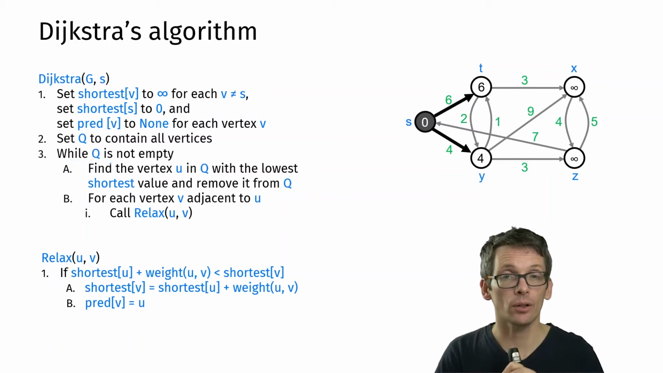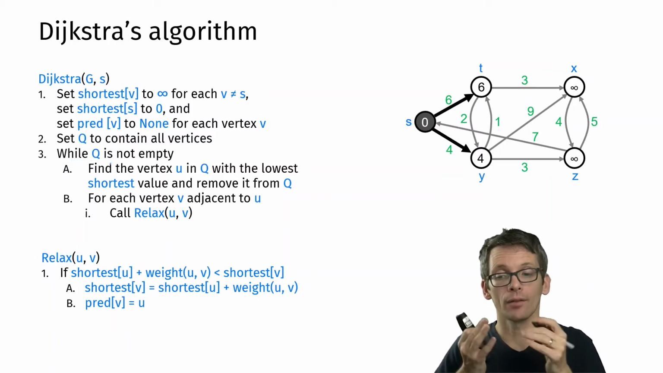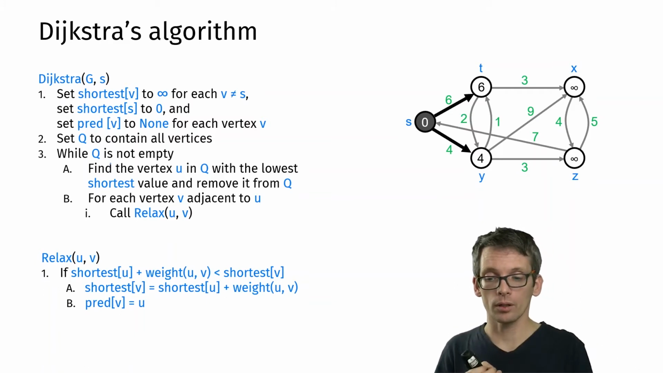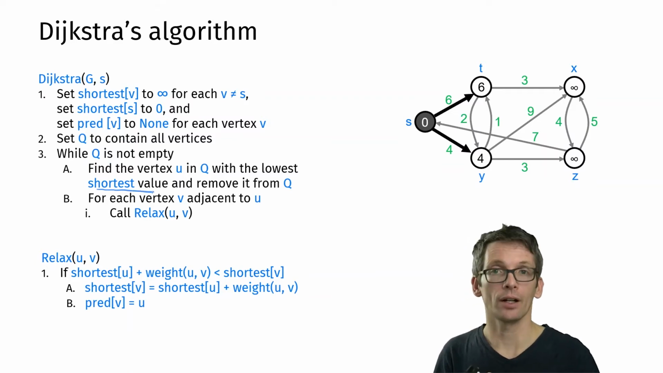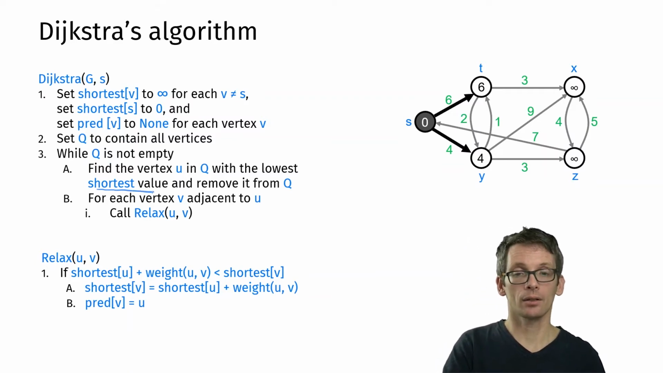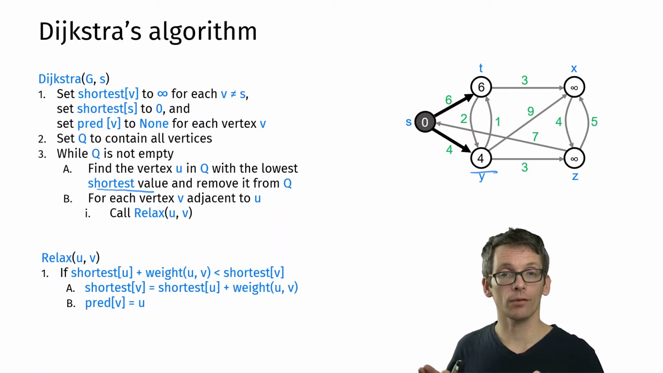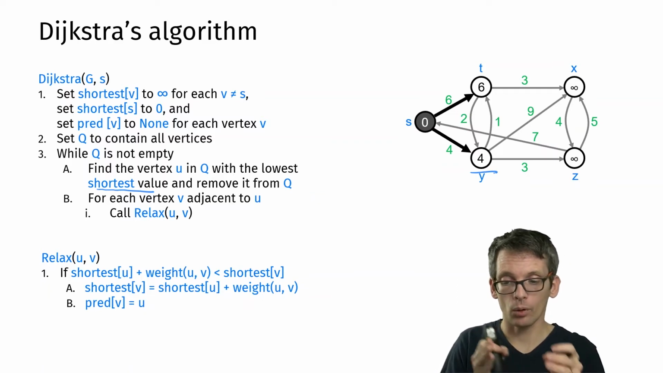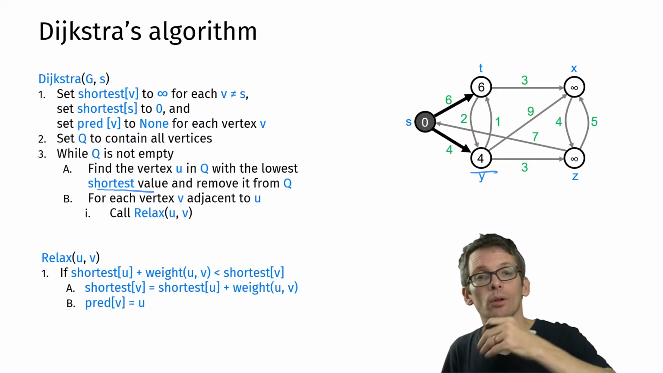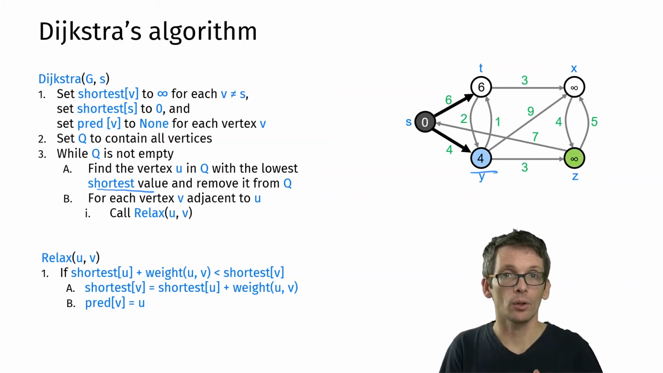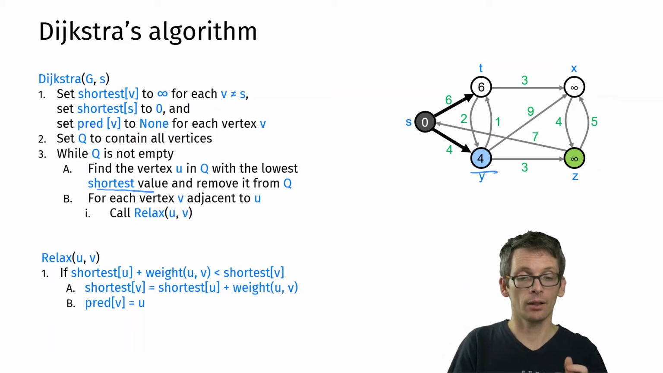Now in the next iteration of the while loop, we're taking the vertex in the queue with the lowest shortest value. So S is outside of the queue, that's why I'm drawing it black. The lowest value that I currently have is a 4. So Y takes the role of U. So now I'm going to look at the adjacent vertices of Y, that is, for instance, Z. We're going to relax the edge Y to Z.